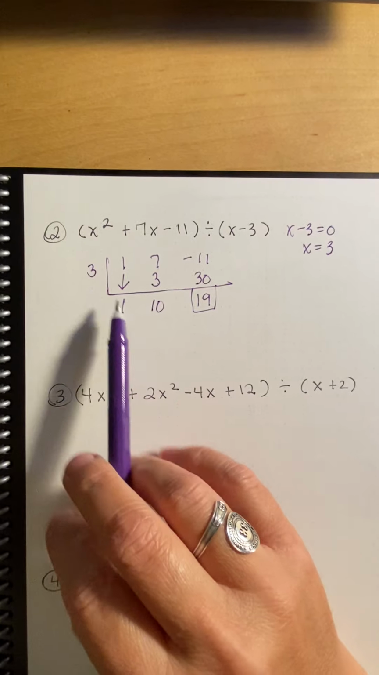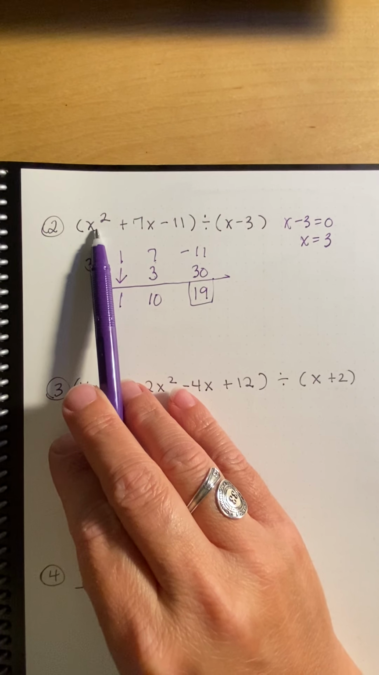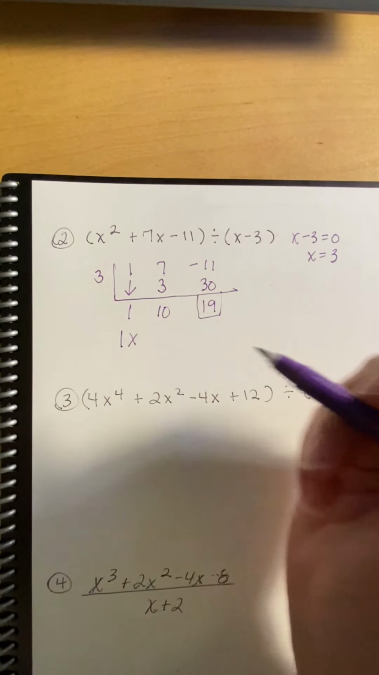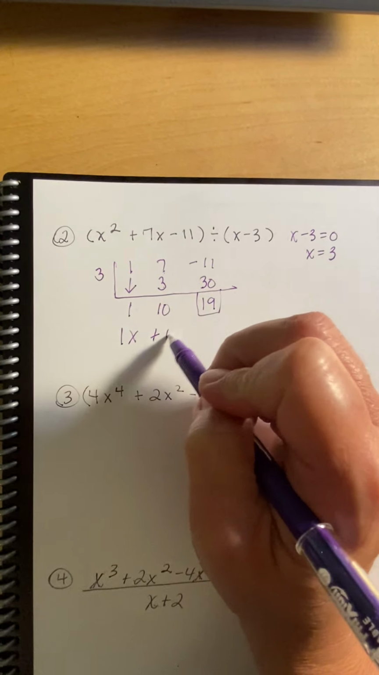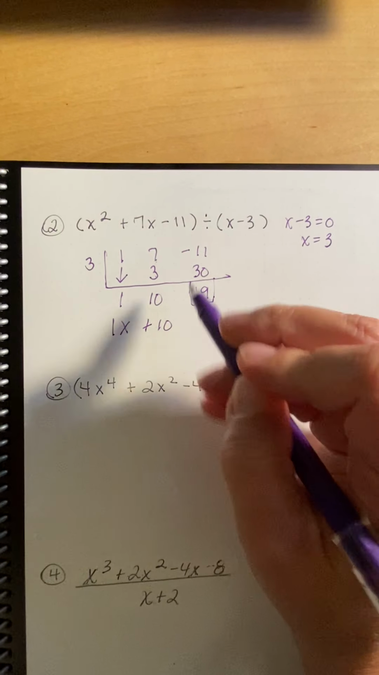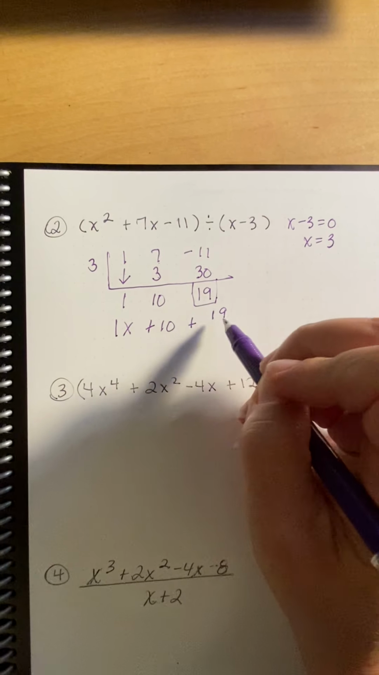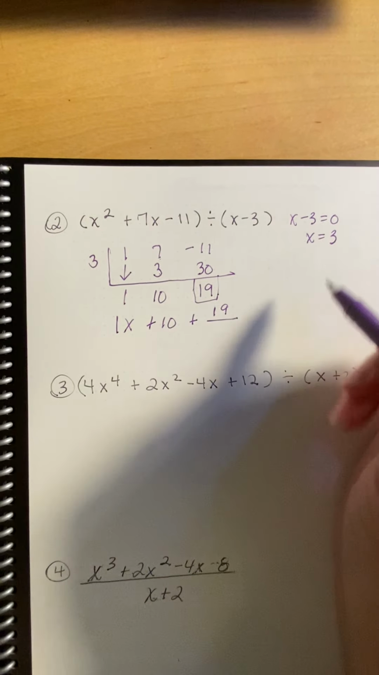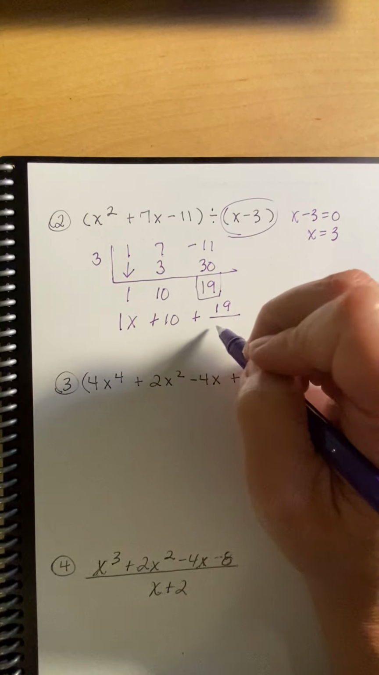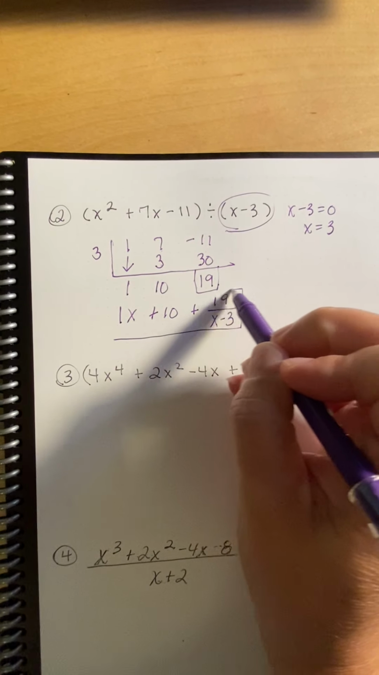Now you're going to write your answer. Remember, this is a squared, so you're going to drop that exponent down by 1. So you're going to start out with an x. And you can write a 1x if you want, plus 10. Now this is your remainder, and I'm going to show you how to write your remainder. So plus 19, and it's a plus because this is a positive 19, divided by, and you're always going to divide by whatever your divisor was. So x minus 3. And this will be your answer.